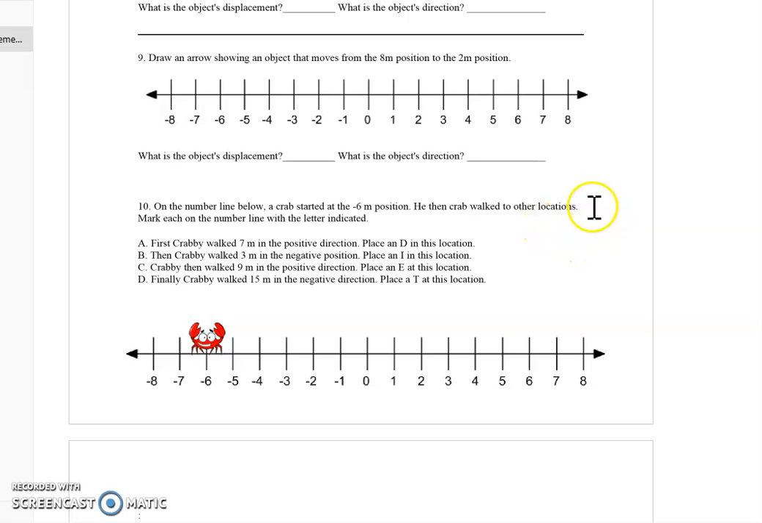And then here, you've got Krabby, and Krabby's going to move around on this timeline, and I'll do A and B with you. So first, Krabby, he's starting here at -6 meters, and he walks 7 meters in the positive direction. So it's going to be to the right, and they want you to put the letter D there. So if I count 1, 2, 3, 4, 5, 6, 7, this is where he moves for his first position. And then he walks back in the negative direction 3 meters. So 1, 2, 3, and they want you to put the letter I there. And so on. So keep track of how he travels. So he went to the letter D, and then back to the letter I.